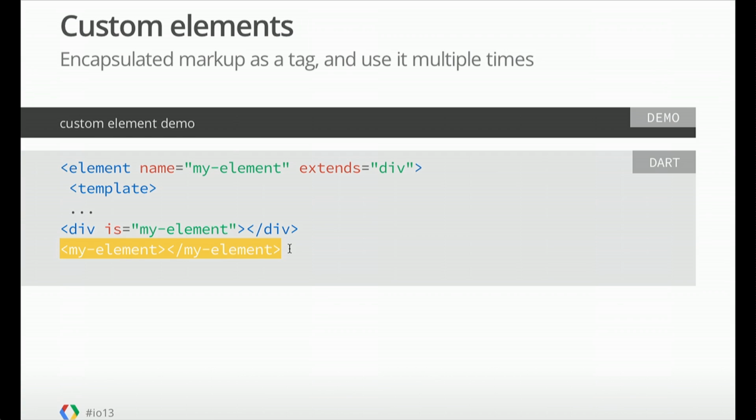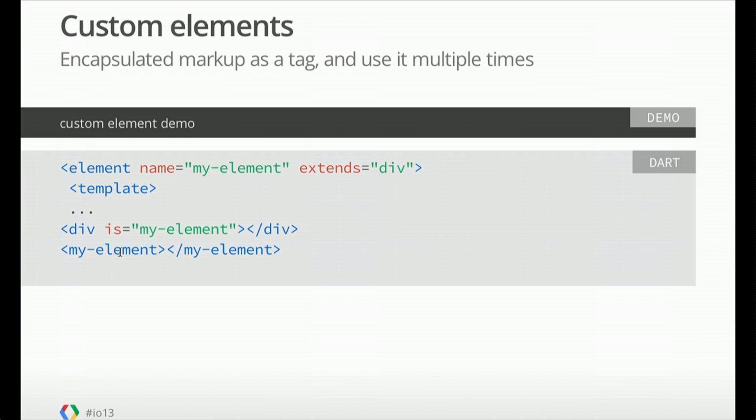And the way I like to think about this is object-oriented programming for HTML. So here we're simply declaring our custom element or class, and then we're instantiating it. And they can have varying behavior depending on each element that you instantiate.